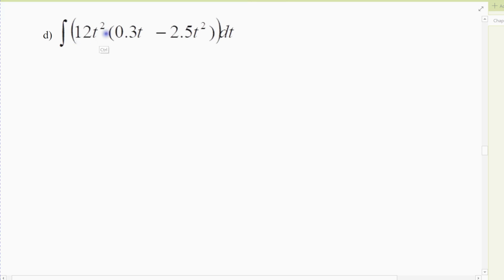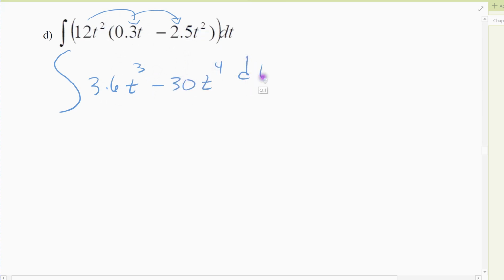Alright, so it's a product. I've got 12t squared times 0.3t minus 0.2t squared. So again, there is no product rule, and so I have to undo the product. Undoing the product just means multiplying those two expressions out, so this means a distributive step. 12 times 0.3 gives me 3.6 t to the 3rd, since t squared times t to the 1st gives me t cubed. 12 times 2.5 comes out to 30 t to the 4th, since t squared times t squared gives me t to the 4th.